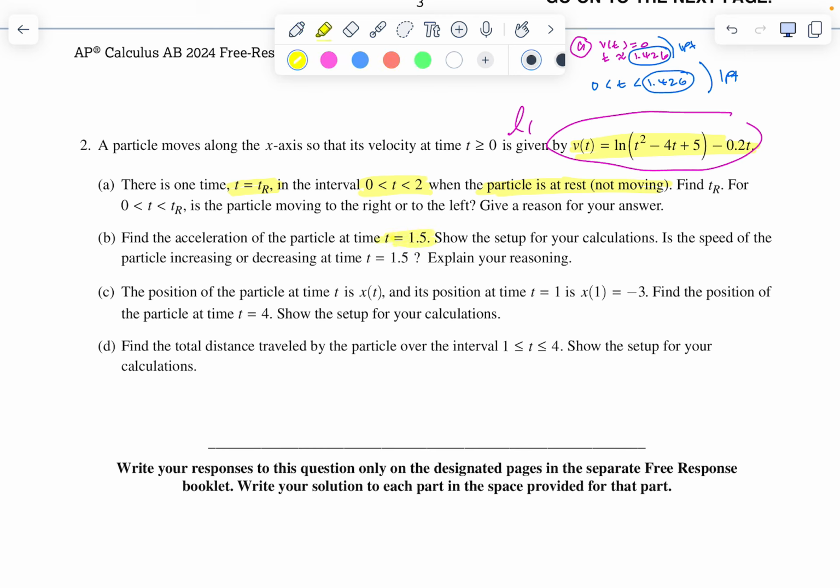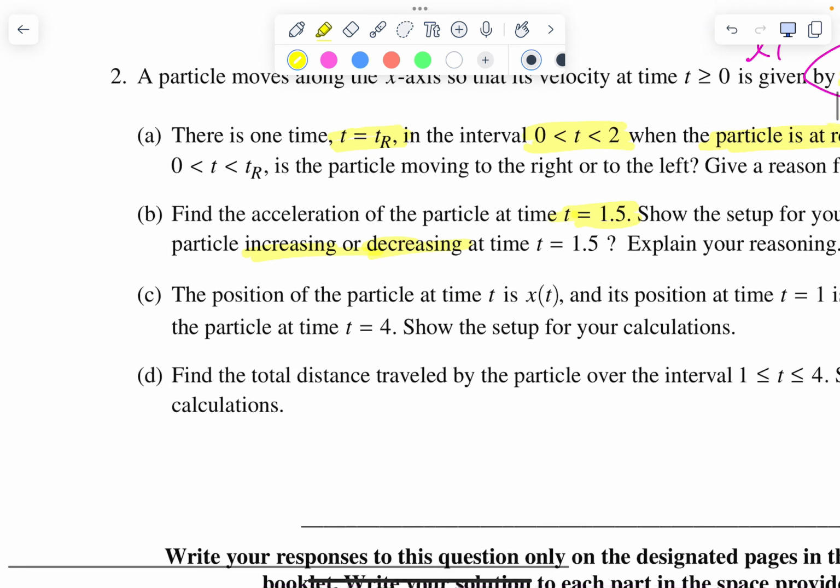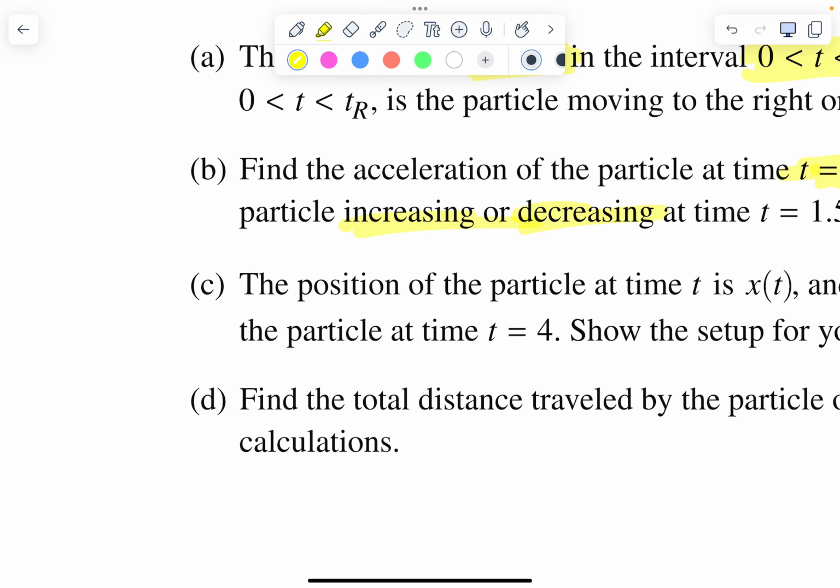They gave us our time, and they want to know when the speed is increasing or decreasing. It is calculated for FRQ 1 and 2, so here's what you're going to do. You are not going to mess with line 1. On your answer document, on line 2, you're going to put in v of 1.5, and on line 3, if I derive the velocity, isn't that the acceleration?